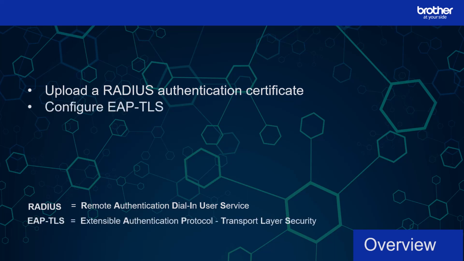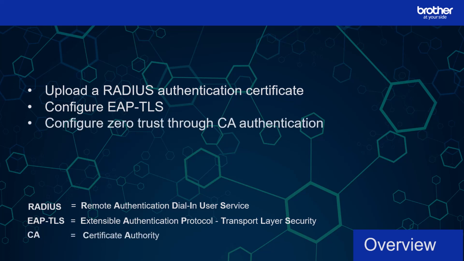Once I have done this, I can then proceed to configuring the required EAP-TLS settings. I will be showing you how to do this using a wireless network. The process for connecting to a wired network is very similar, and I will point out the differences. I will then conclude this video by showing you how to configure Zero Trust. This means getting the Brother device to require the Radius server to authenticate itself as well.